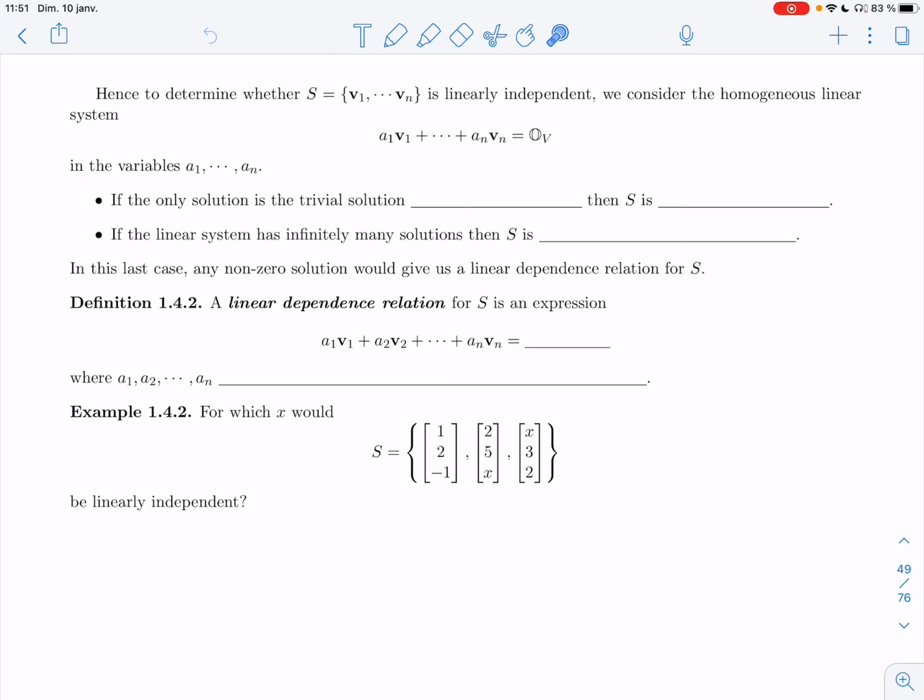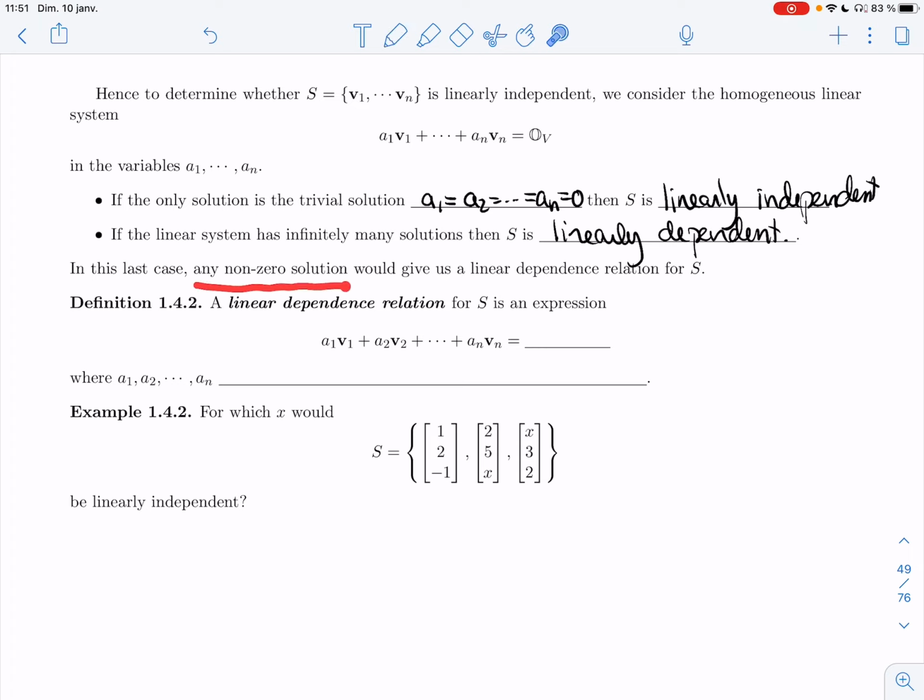If the only solution is the trivial solution, then S is linearly independent. If the linear system has infinitely many solutions, then S is linearly dependent. In this last case, any non-zero solution would give us a linear dependence relation for S.